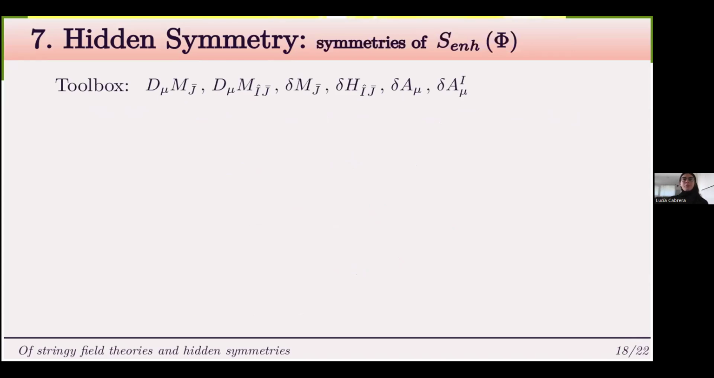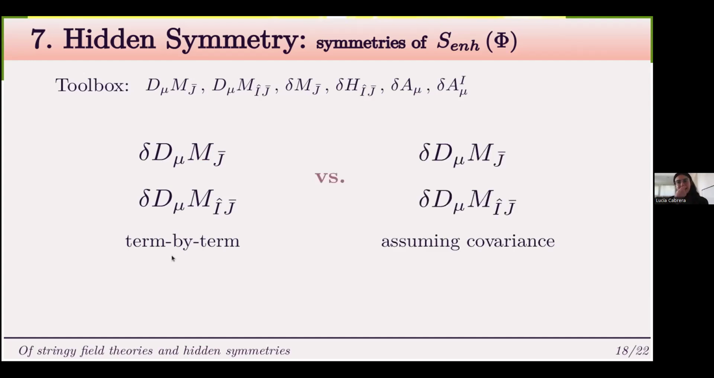Well, we have so far built a toolbox. We've proposed expressions for the covariant derivatives as well as for transformations. And a new approach to this would be to say, okay, I'm going to take the expressions for the derivatives and the expressions for transformations and vary them term by term. I will get something, and then I'm going to leave that to the side for 1 second. And I'm going to take, again, the derivatives, and I'm going to say, okay, I'm going to assume that these are covariant.